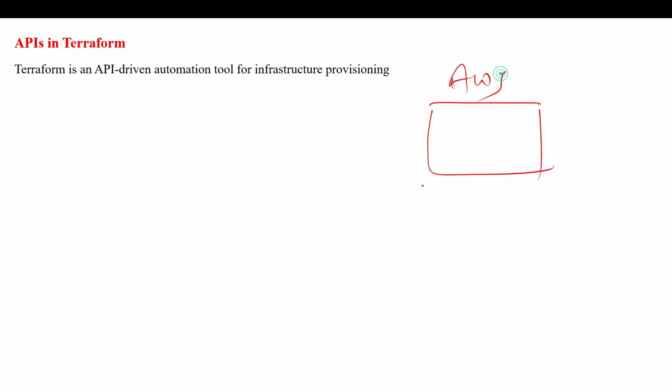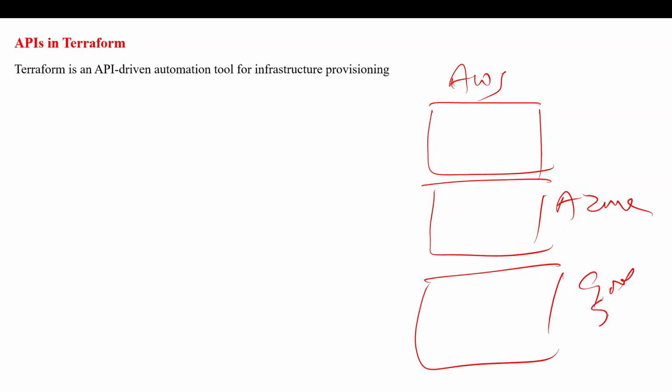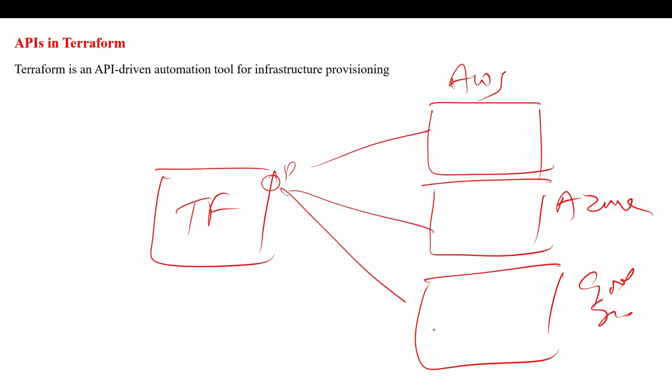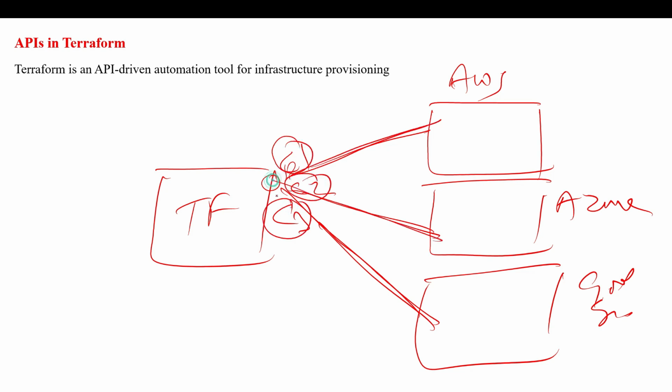This is AWS, this is Azure, this is Google Cloud. Now suppose here I have Terraform, right? Here I will have a plugin or connector for each and every cloud service provider. Connector 1 for AWS, connector 2 for Azure, connector 3 for Google. So this connector helps me connect with the different cloud service providers. But when I am connected, after that I need to create the resources, right? Everywhere I need to create resources, for example virtual machine, storage, load balancer, anything.